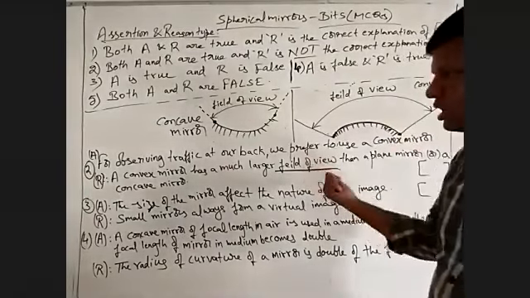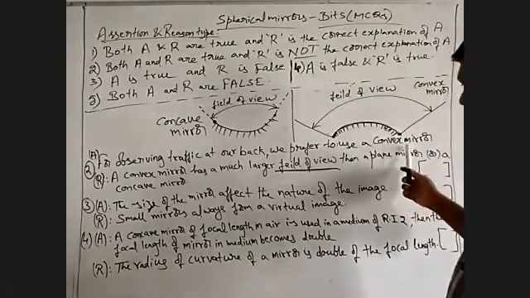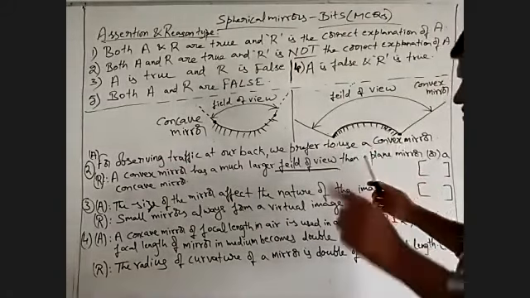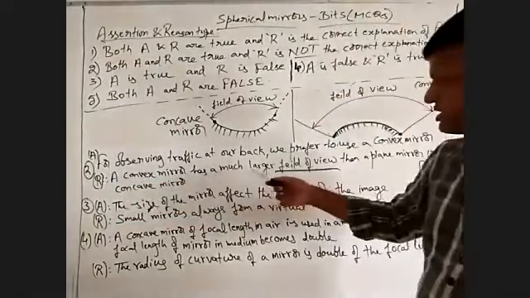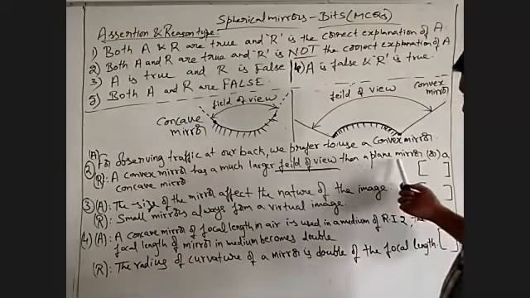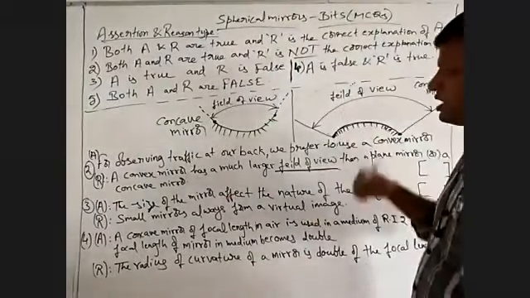Now we will come to the question. For observing the traffic at our back, we prefer to use a convex mirror. So this is the assertion. Then the reason, what do we have? A convex mirror has a much larger field of view than a plane mirror or a concave mirror. Even it is greater than a plane mirror also.